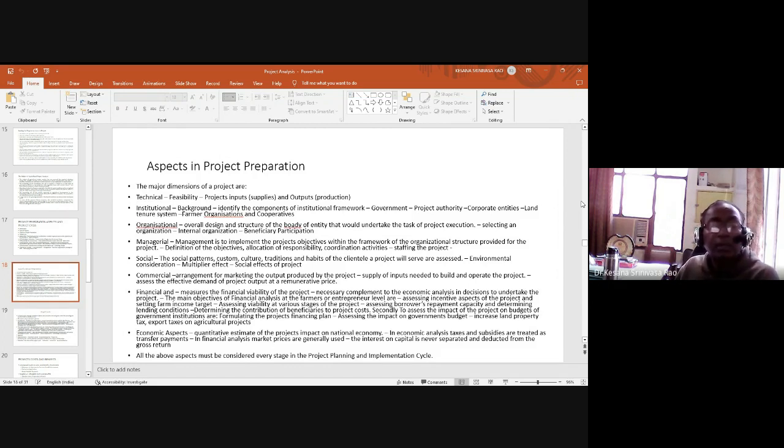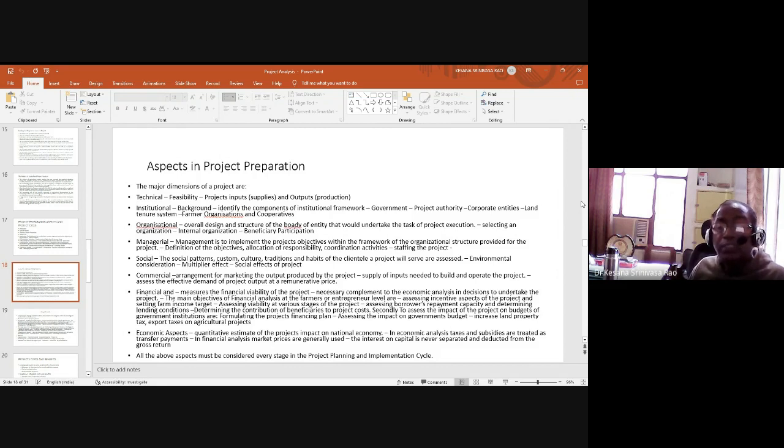Then financial projects. It measures the financial viability of the project, a necessary complement to the economic analysis in decisions to undertake the project. The main objectives of financial analysis at the farmers or entrepreneur level are assessing incentive aspects of the project and setting farm income target, assessing viability at various targets of the project, assessing borrowers' repayment capacity and determining the lending conditions, determining the contribution of beneficiaries to project costs.